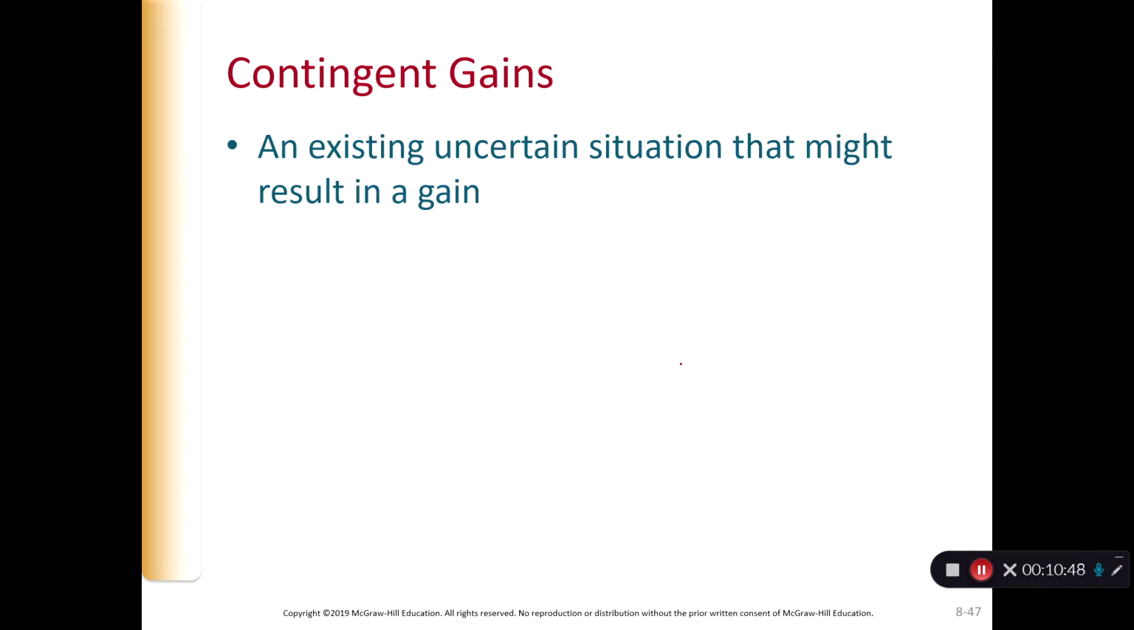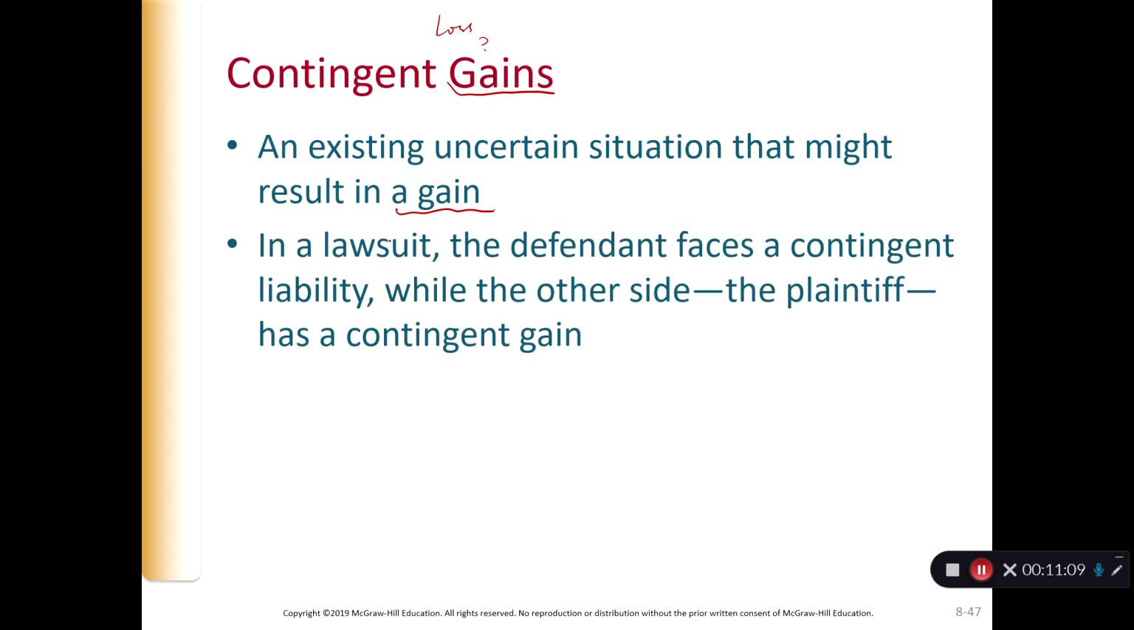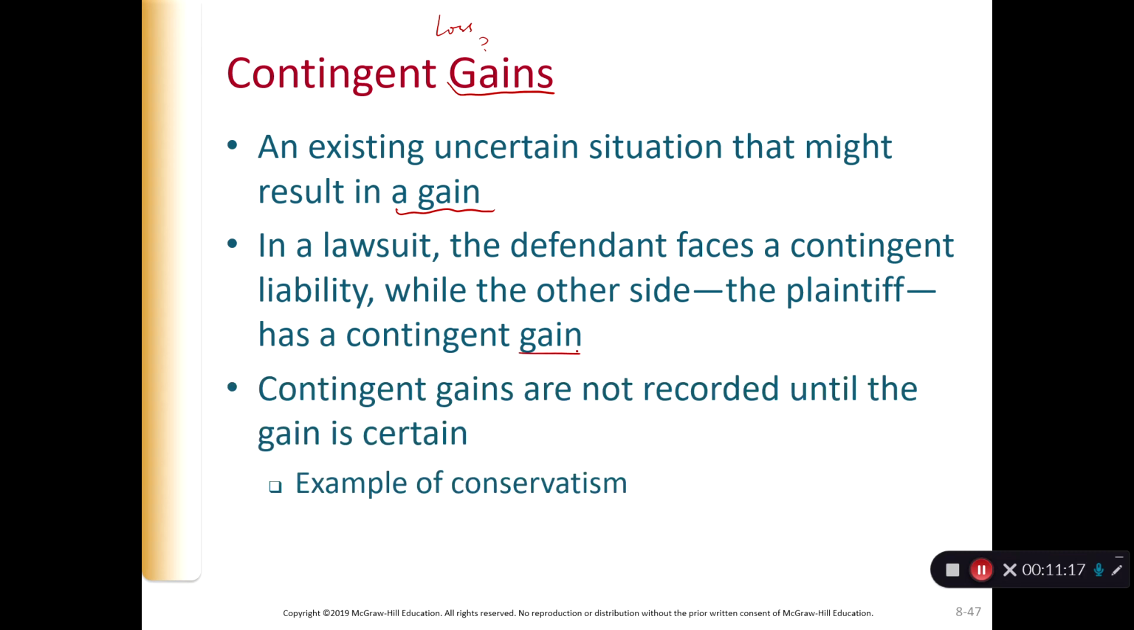Okay, so then you will ask me, do we only care about the contingent loss and not worry about the gains? Of course we're going to worry about the gains. Of course we would love to record gains if there is any existing uncertain situation that might result in a winning situation. For example, in a lawsuit, the defendant faces a contingent liability, while the other side, the plaintiff, may have a contingent gain if we win the lawsuit.